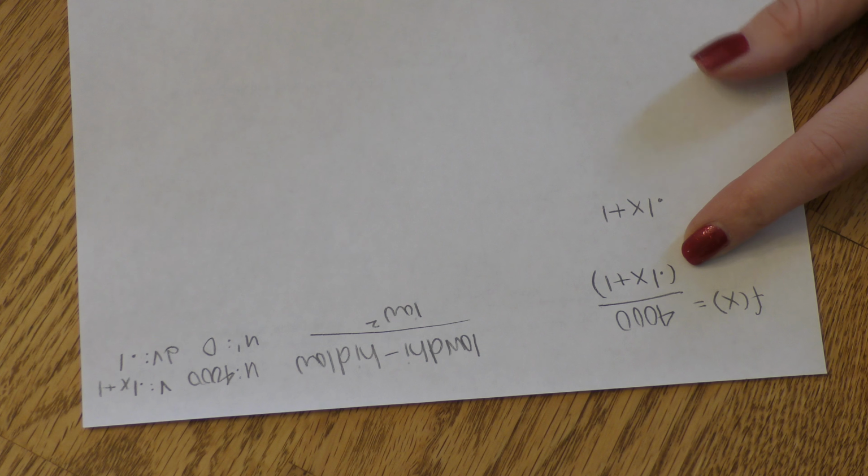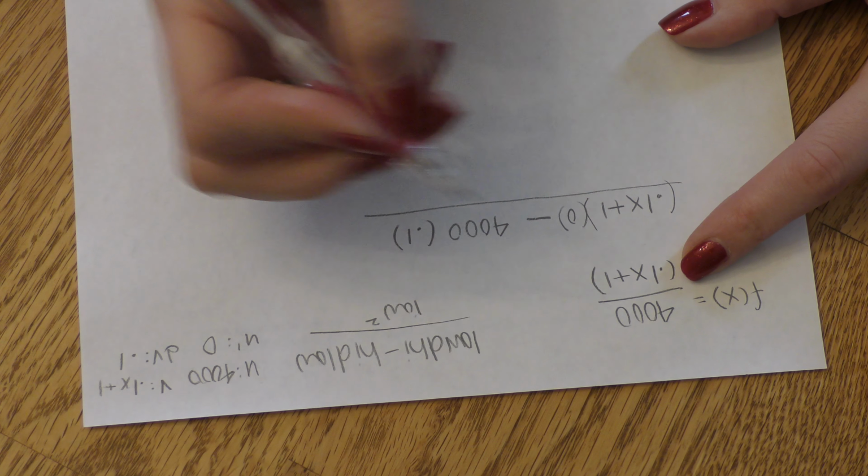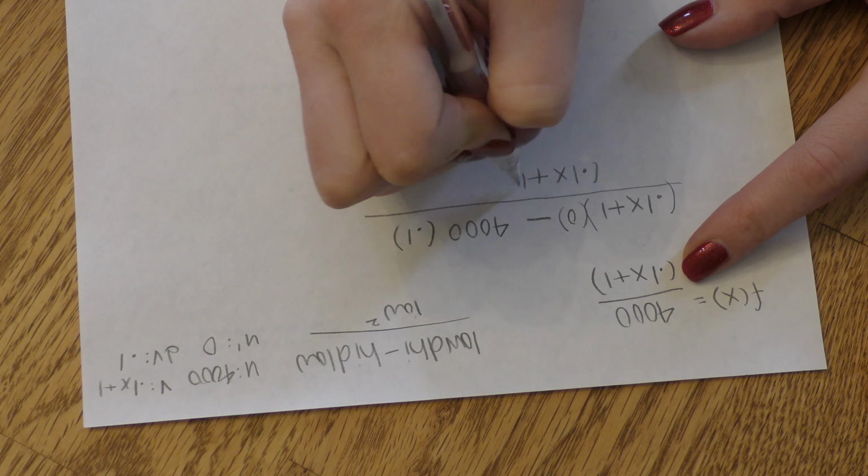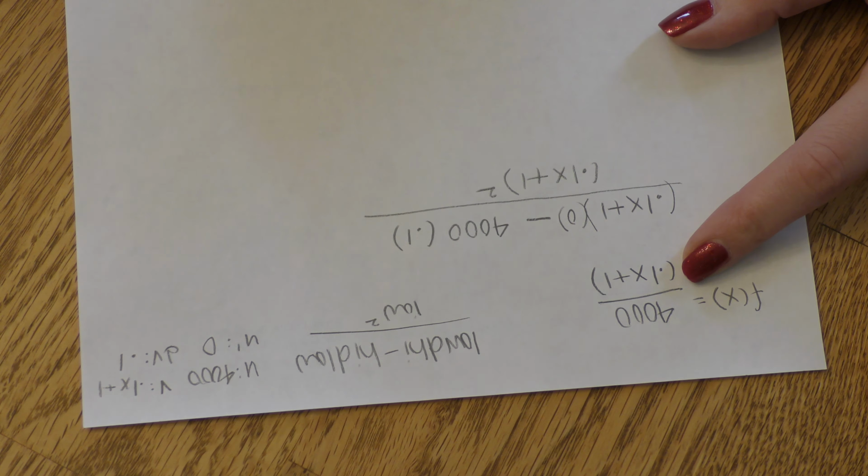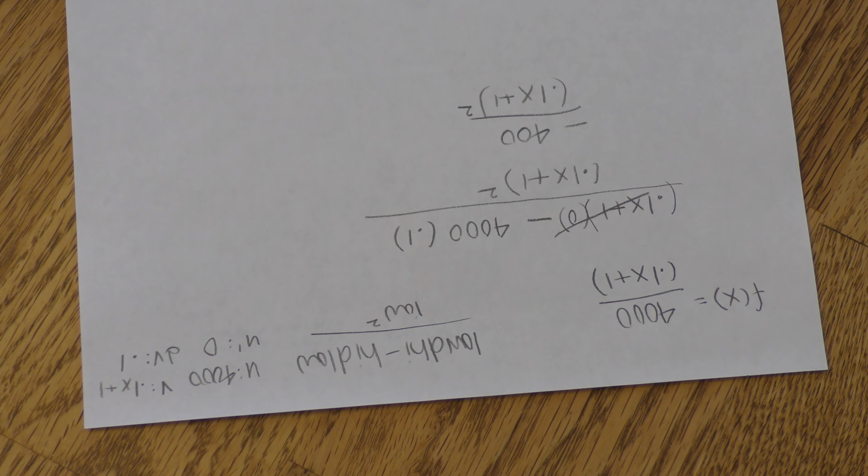All right, so low, 0.1x plus 1, times the derivative of the high, minus high times the derivative of the low, all over low squared. Well, that is 0, and that is negative 400. Get the same thing either way. One way uses the quotient rule, and one way uses the chain rule. I hope that helped.